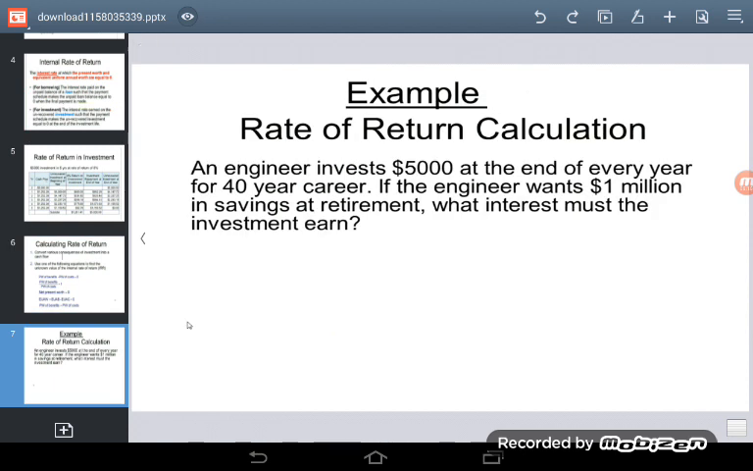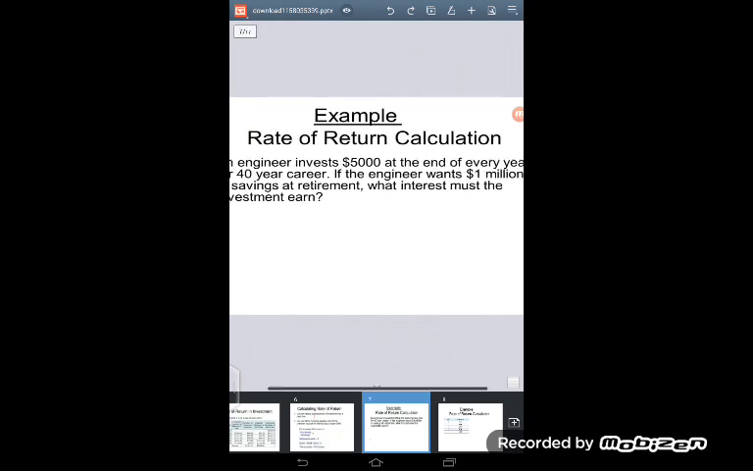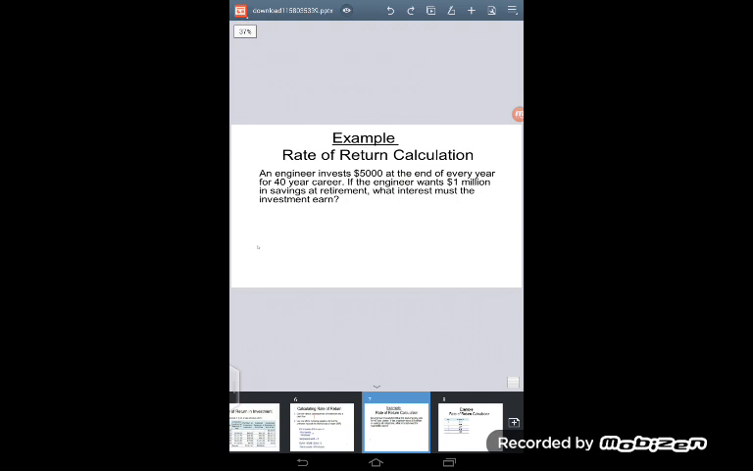Let's have an example. An engineer invests $5,000 at the end of every year for a 40-year career. If the engineer wants $1 million in savings at retirement, what interest rate must the investment earn? So let's do it.